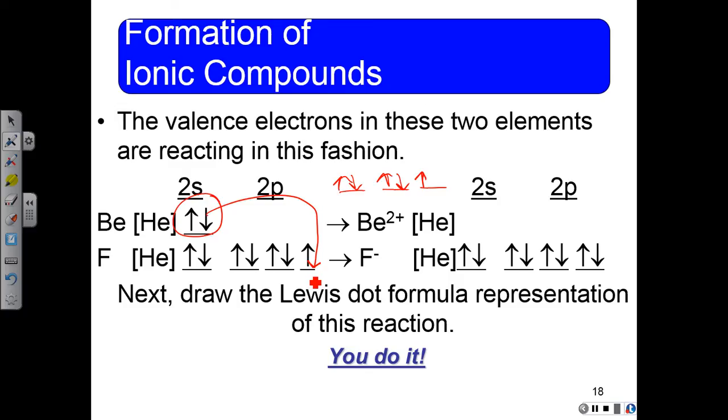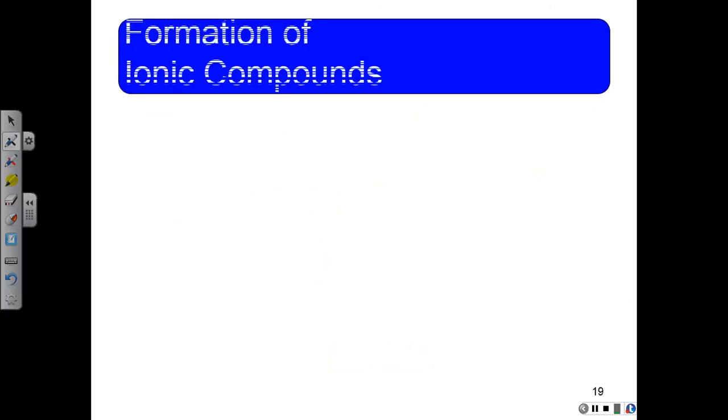So here's one fluorine atom. You're going to have another one. So that's why you end up with BeF2. It's not a coincidence that you have 2 fluorines. You need 2 fluorines for every 1 beryllium atom for them to bond in a way that gives them the more stable configuration. So you can look at this with the Lewis dot as well.